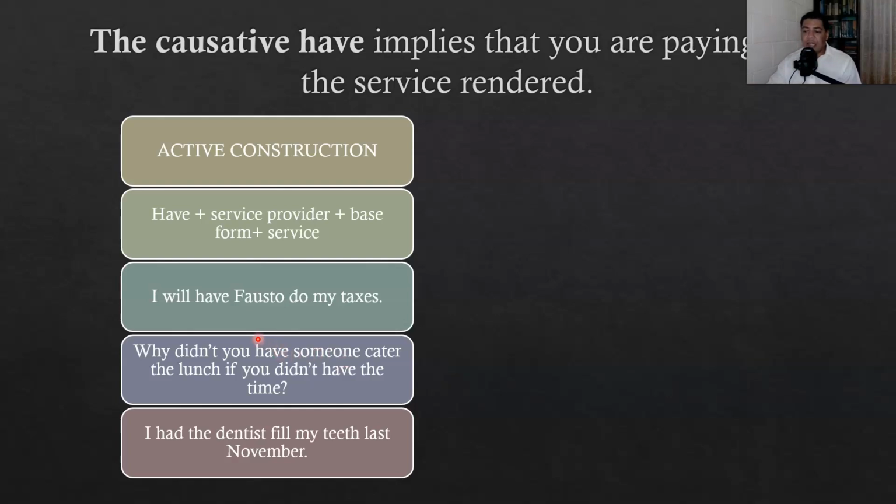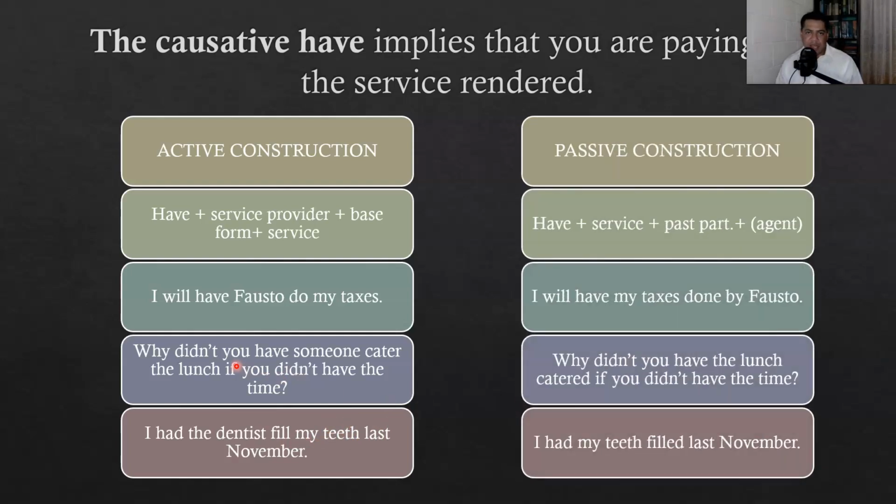So as I was telling you, the verb have, the doer of the action, the base form of the verb, and the service provided. I had the dentist fill my teeth last November. Again, look, the verb have, the service provider, the action performed by the service provider in the base form, and the service itself, which is my teeth, right? My teeth being filled last November. That is the structure of the active causative have.